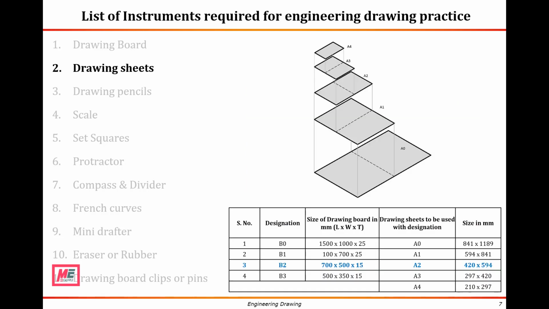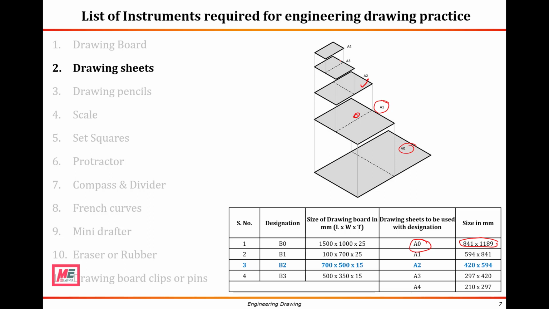The second requirement is a drawing sheet. Drawing sheets or papers are available in many sizes. The standard sizes recommended by BIS are shown here. The biggest size is A0. Its surface area is 1 meter square. The successive sizes are obtained by doubling along the width or halving along the length. So the two subsequent sizes are in the ratio of 1:2. That is, A0 area is 1 meter square and A1 area is 0.5 meter square and so on.